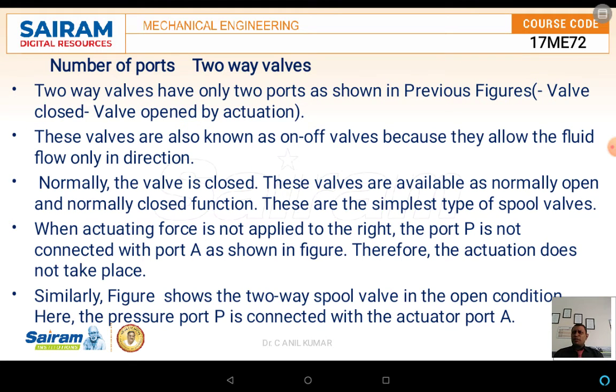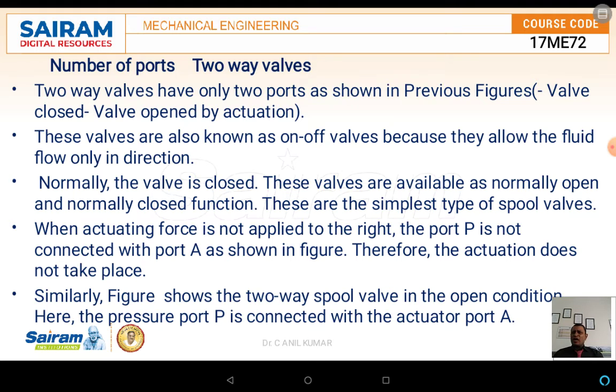Now, number of ports. The first one we are discussing is with respect to the two-way valves. The two-way valves, as we discussed in the previous part also, are a very simple mechanism. Now, in this continuation, we are discussing the two-way valves in detail. The two-way valves have only two ports.